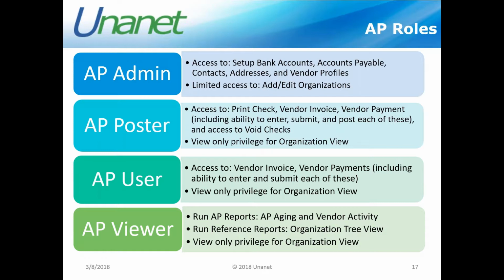And then your AP viewer, and if you haven't caught on already, the word viewer basically means run reports. The AP viewer has the ability to run the AP aging and the vendor activity report. They can run the organization tree view reference report, so they can kind of see how the organizations are set up from a parent-child relationship, but they don't have any abilities to do anything further.